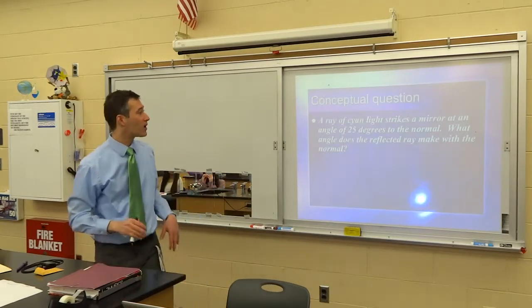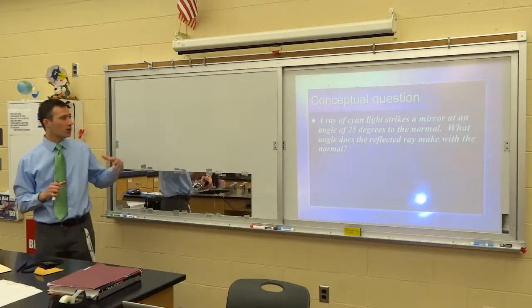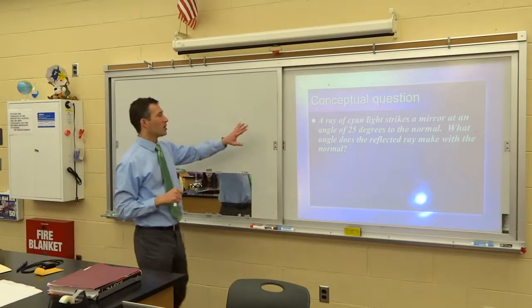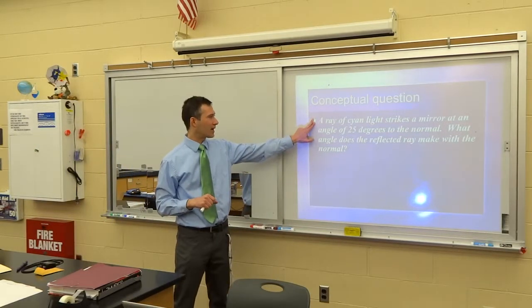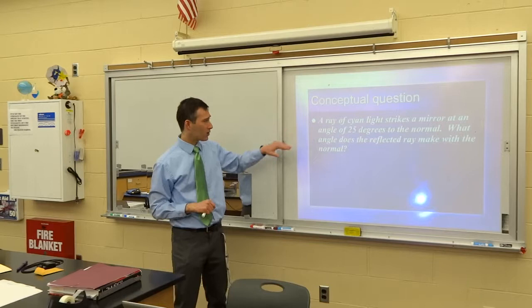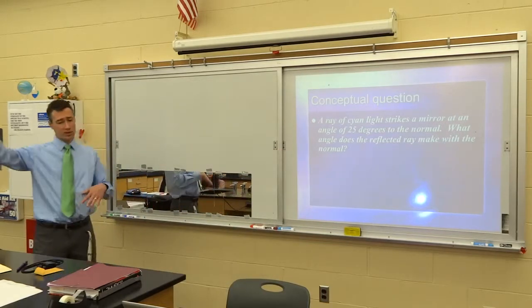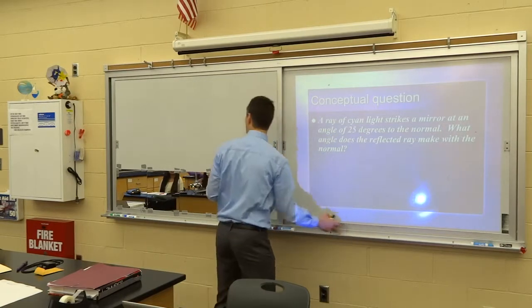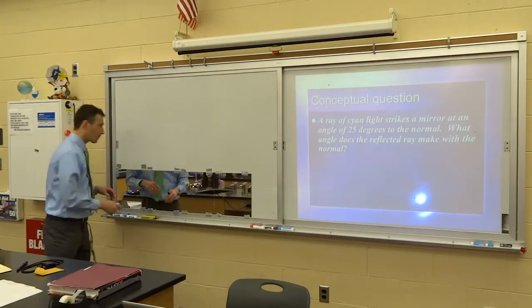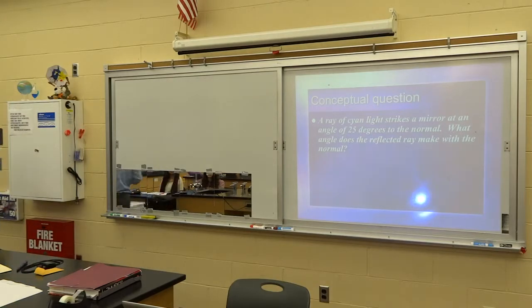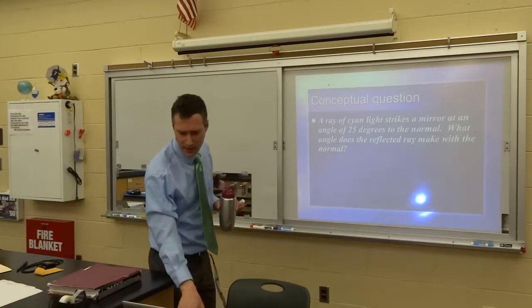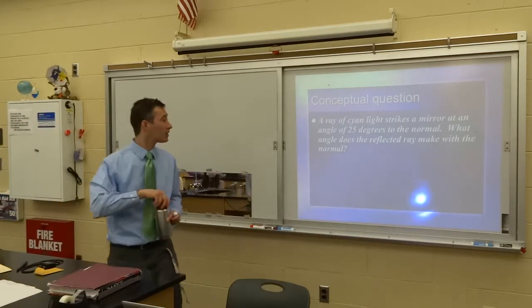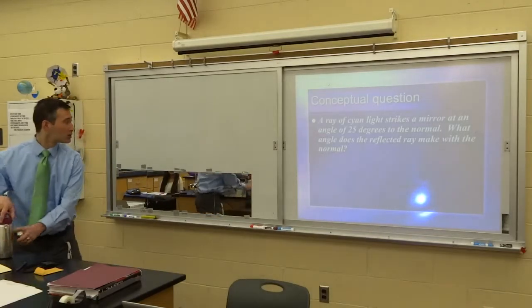All right, let's do a couple of quick questions to make sure that you're with me so far. Let's have a ray of our favorite cyan light hitting a mirror at an angle of 25 degrees to the normal. Don't discuss this with your neighbors or your foursomes. What angle does the reflected ray make with the normal? I guess I didn't make this multiple choice. All right, what is it? We're not sure? Some of you are sure.